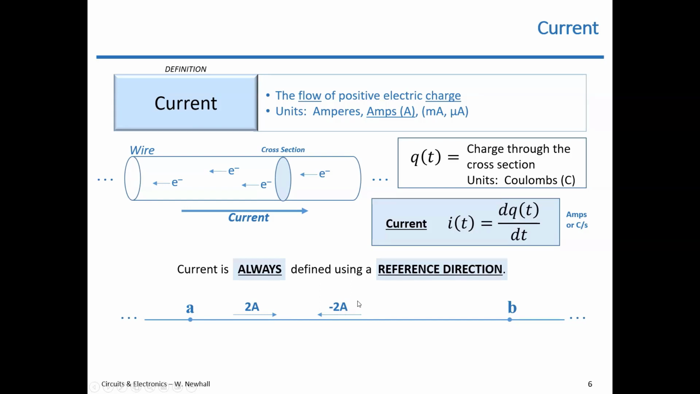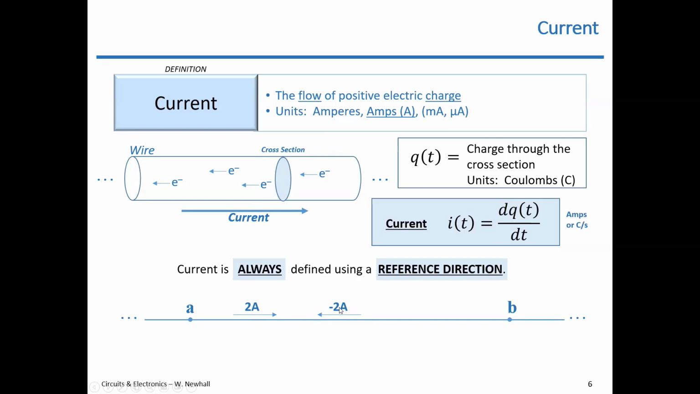Some folks are disturbed when they have -2 amps, or when we get to voltage, -2 volts. That's just fine. You don't have to switch the direction of the reference direction to make your values positive. I recommend not doing that. Just work with the values you're given, unless there's really some good reason to do otherwise.